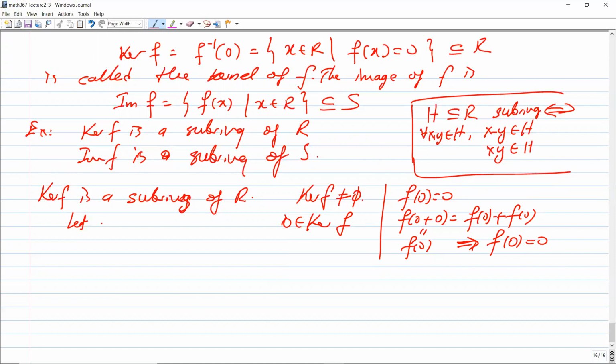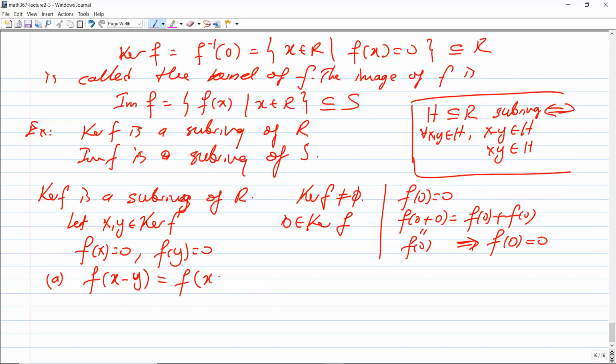So let x and y be two elements in the kernel of f, so that f(x) is equal to 0 and f(y) is equal to 0. And let's show that their difference is also in the kernel. So remember, x minus y means x plus (minus y). And since f is a homomorphism, this is f(x) plus f(minus y).